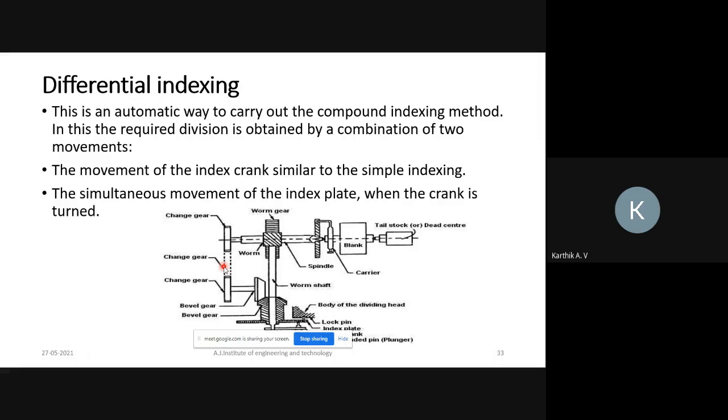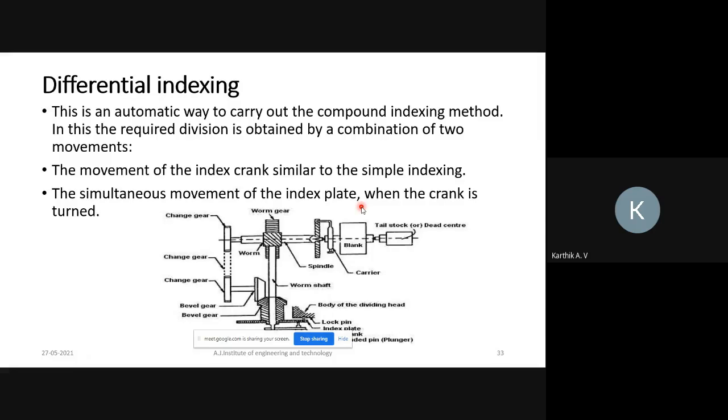Then the crank will be rotated by the manual method. Then the plate will be rotated with the help of this gear train mechanism. So this is the method you should follow for the differential indexing mechanism. It is the same as that of the compound indexing mechanism. In compound indexing we should calculate, and based on that calculation you can rotate. But in the differential indexing mechanism, the plate will be rotated automatically based on the requirement.